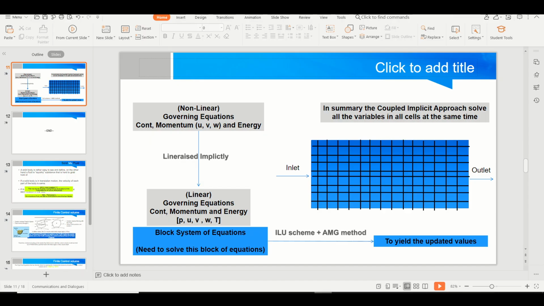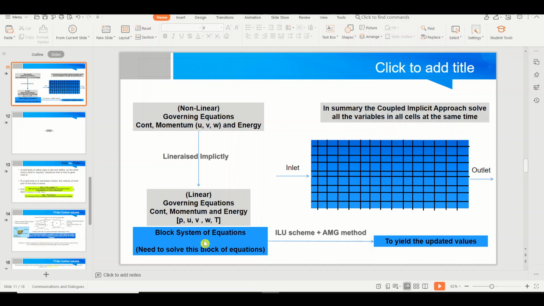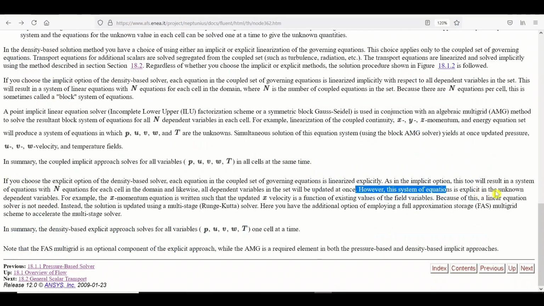So what did I mention to you, that if we are considering the implicit way, we will be having the n number of variables depending on the n number of equations. For example, we have these 3 equations, we will be having the associated unknowns for these 3 equations, right? Same thing is happening over here. However, this system of equations, I mentioned to you, what we have attained after linearizing, right, is explicit in the unknown dependent variables. We will see what it is.